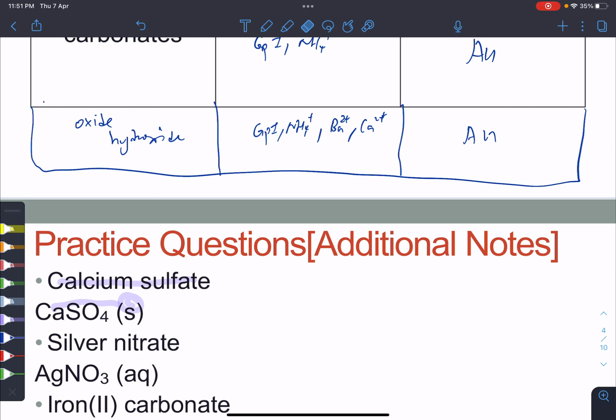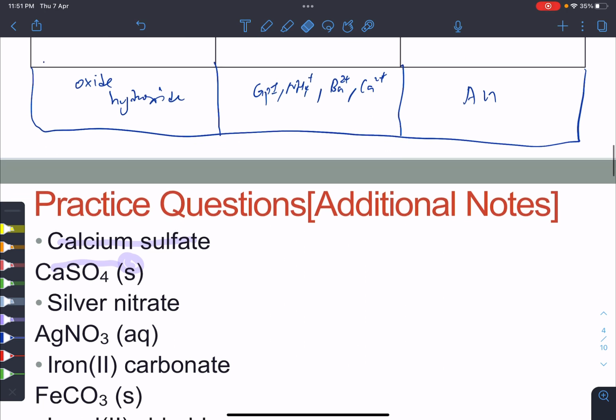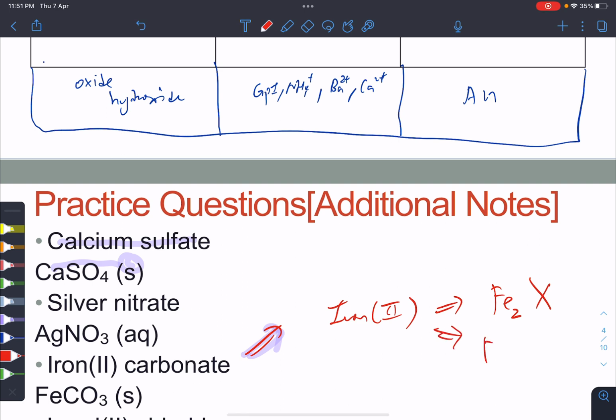Pause it and write the formula and the state symbol, whether it's soluble or not. Okay, unpause it. And you have realized that it's actually insoluble. It's FeCO3. So, reminder: iron(II) is not saying that it's Fe2, wrong. It's saying that it is Fe2+. Correct. Reminder in case you forgot.